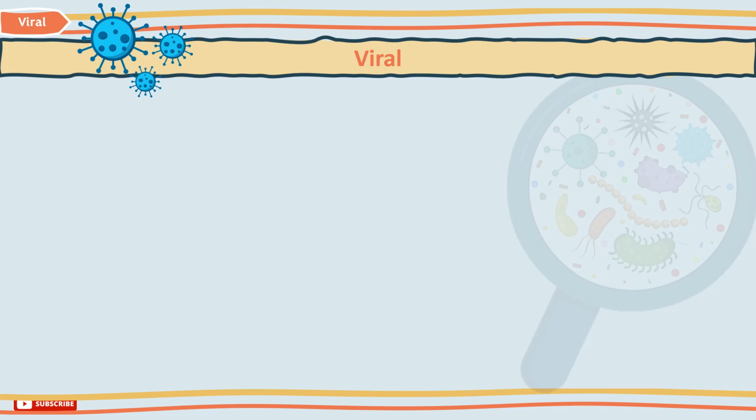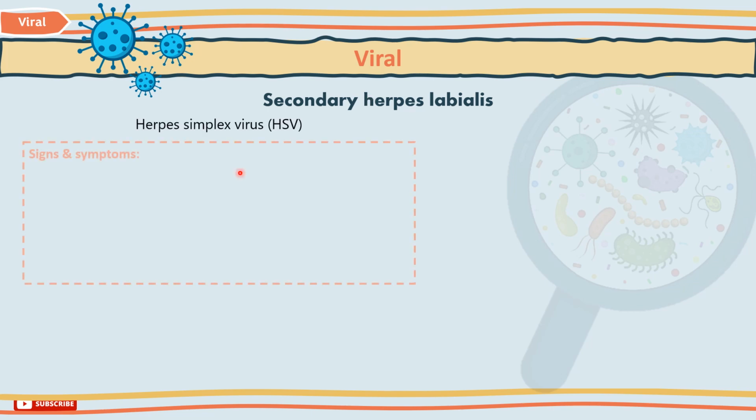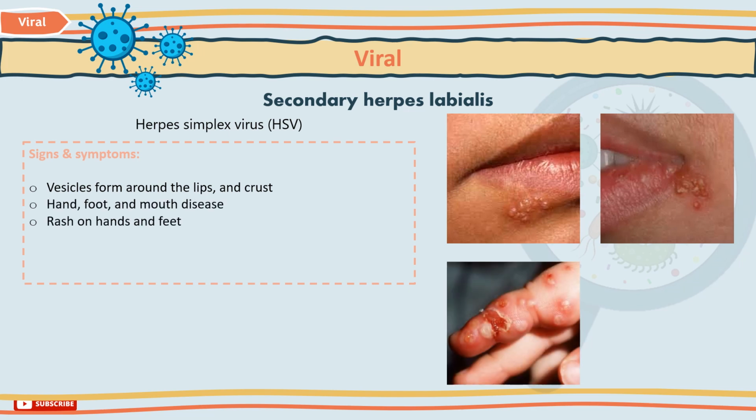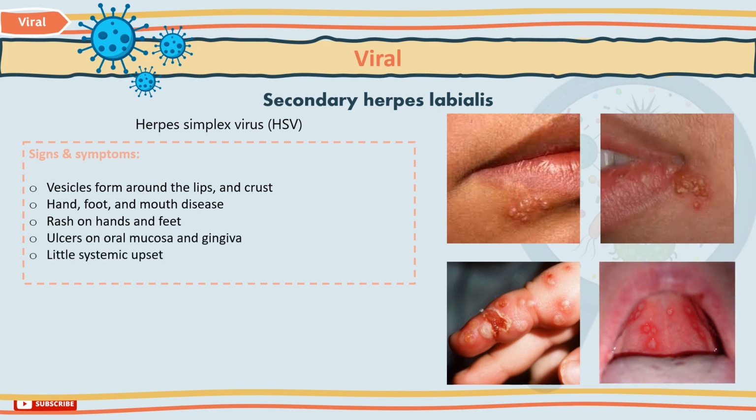Secondary herpes labialis. It is caused by herpes simplex virus. Signs and symptoms: the presence of vesicles around the lips and then they crust. Hand, foot and mouth disease that causes rash on the hands and feet and ulcers on oral mucosa and gingiva, with the presence of little systemic upset. Usually it is self-limiting, just like most viral infections.